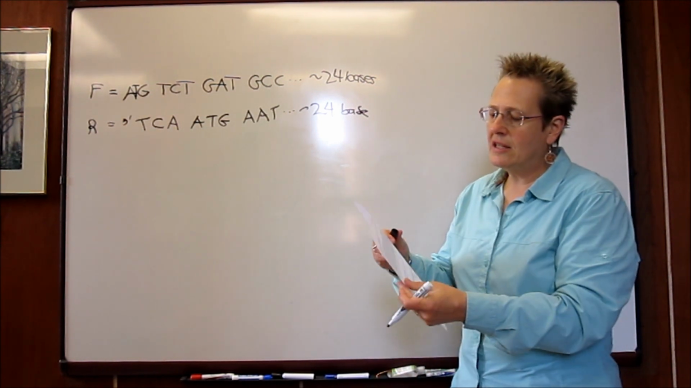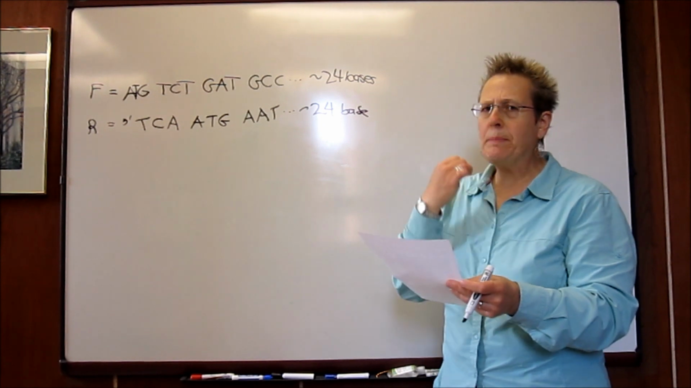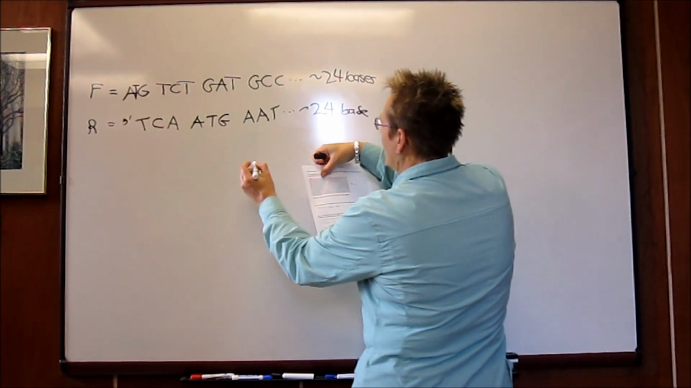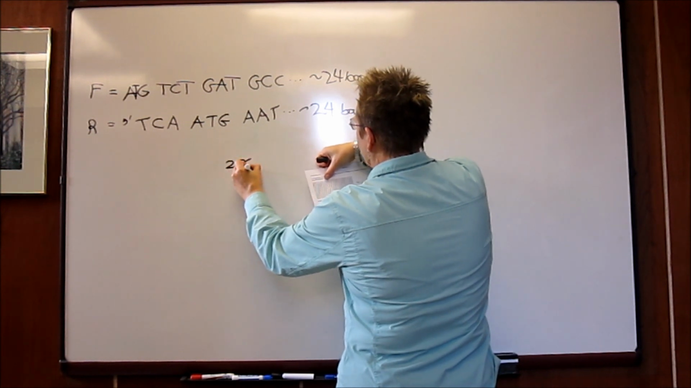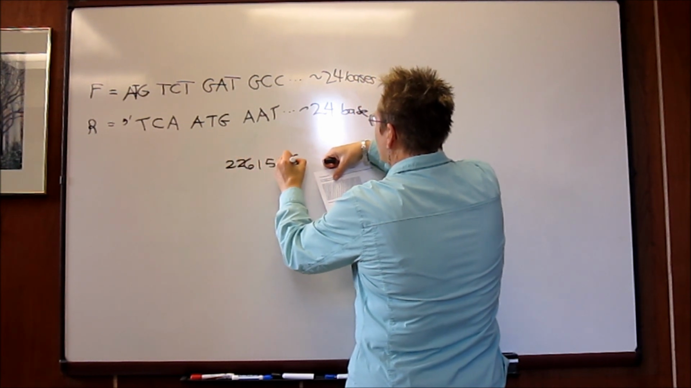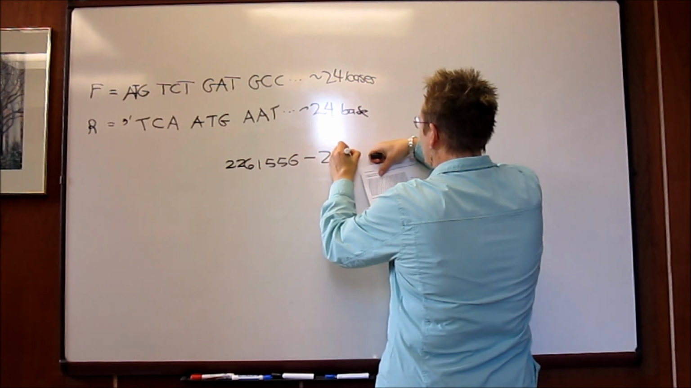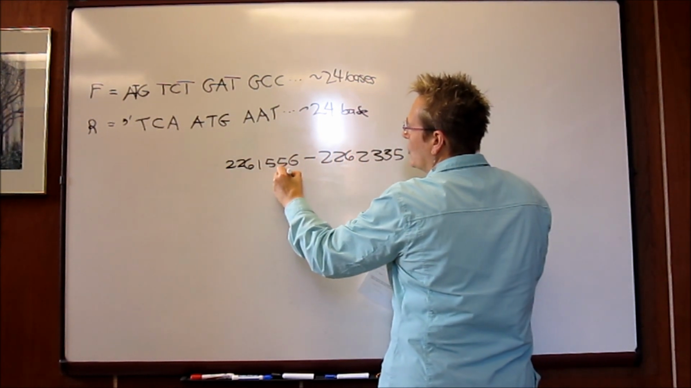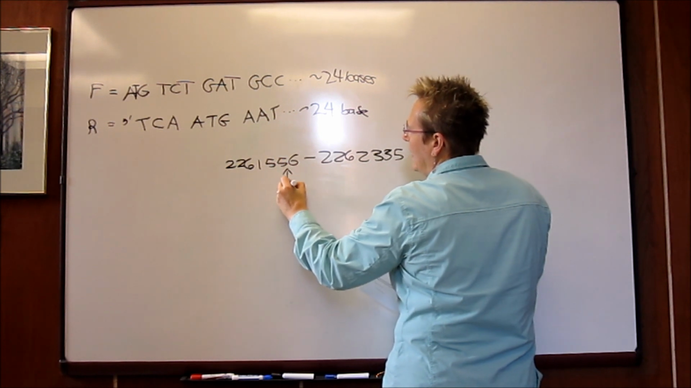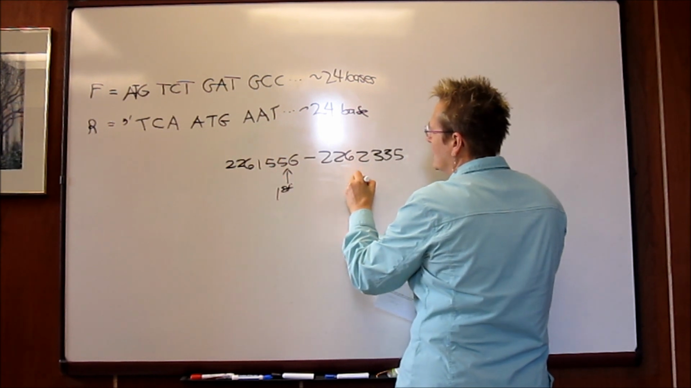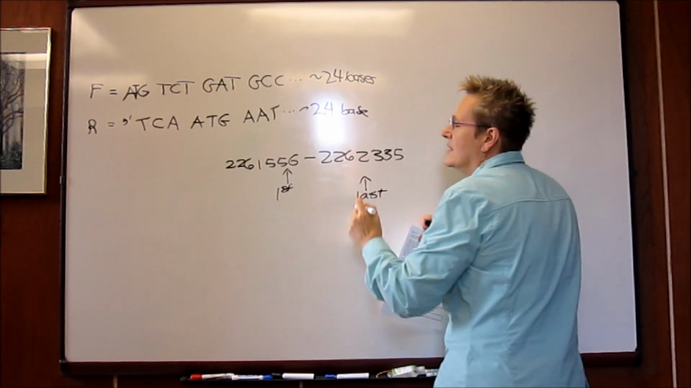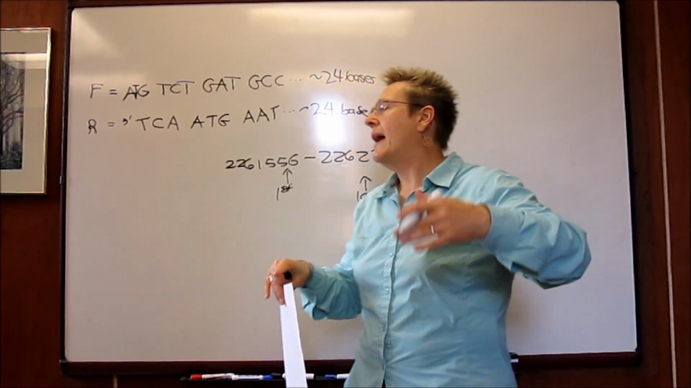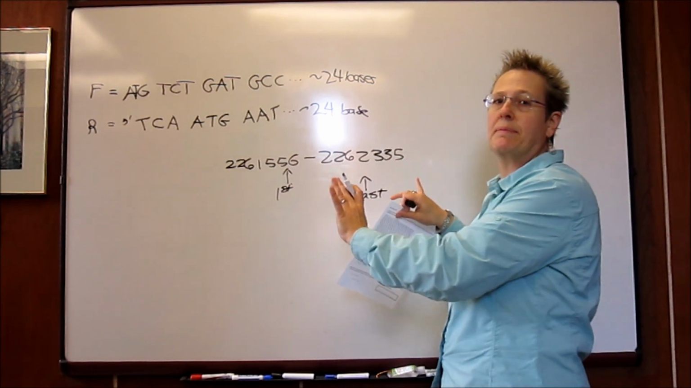It says at the top of the problem the position in the genome: position 2261556 to 2262335. This is the first nucleotide, and this one is the last nucleotide. This is part of a larger genome. This genome is about 6 million base pairs long, and it's these positions that make up this gene.